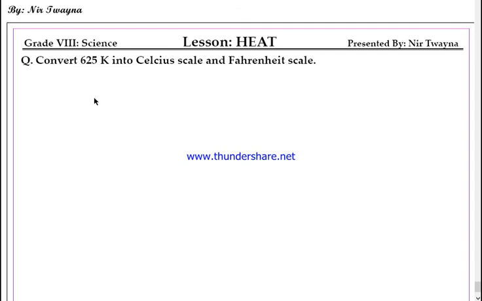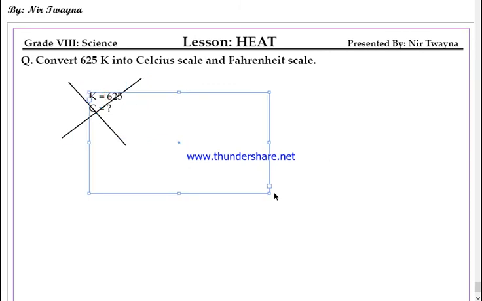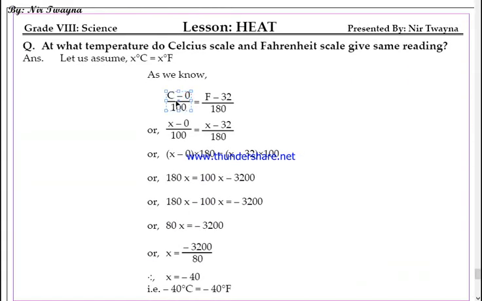Don't write 625 Kelvin equals to what. Don't write like that. Or some people even write K equals 625 and C equals what. It is absolutely incorrect. Why am I saying this is wrong? Because in the relationship we are using here, C does not stand for degree Celsius, F does not stand for degree Fahrenheit.